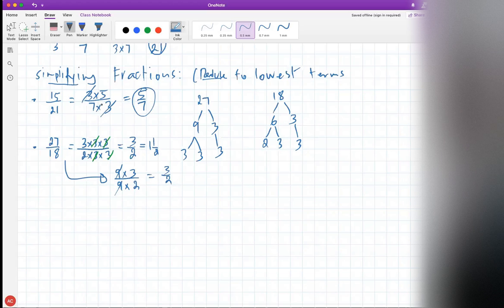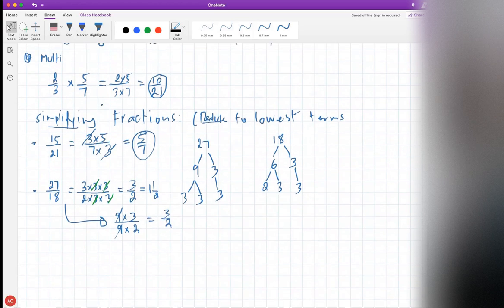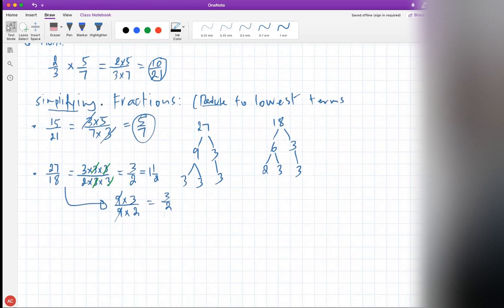Okay, any questions about simplifying, everybody? Simplifying is very important. It's really useful because we always try to simplify all the fractions, make them as simple as possible before we add or subtract or multiply them.